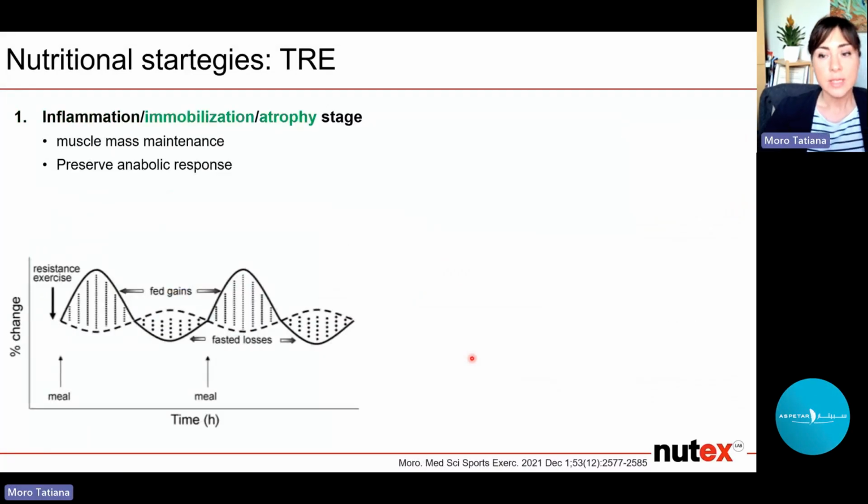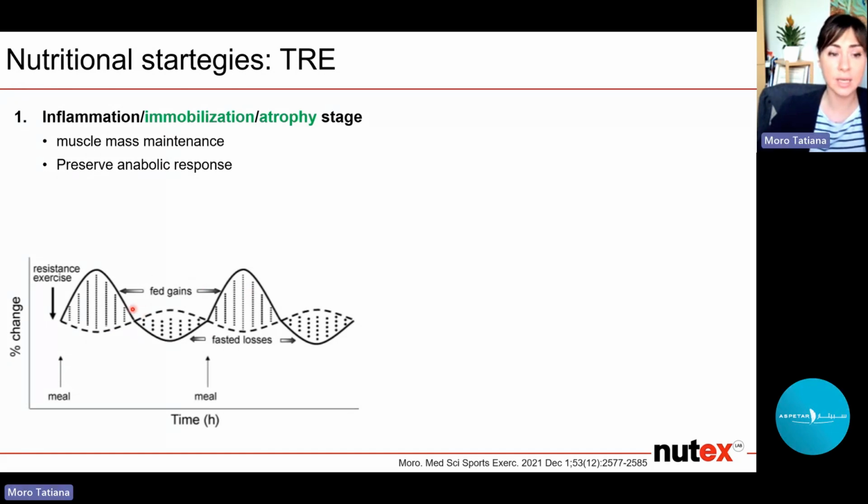The other component of the acute phase and the first phase of the injury recovery is the immobilization or atrophy stage. And so the goal here for nutrition is to maintain muscle mass and preserve anabolic response. We have to think that a healthy, inactive muscle generally can lose muscle at a rate of 0.5% each day. And this normally occurs because there is an imbalance between muscle protein synthesis and muscle protein breakdown.